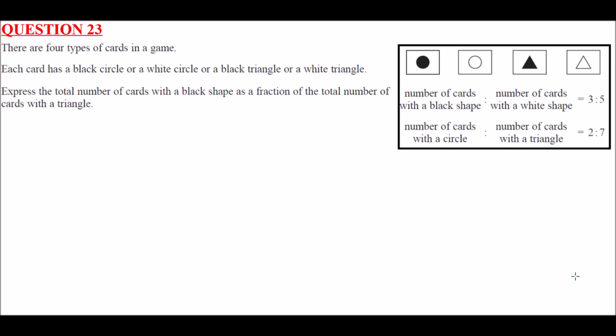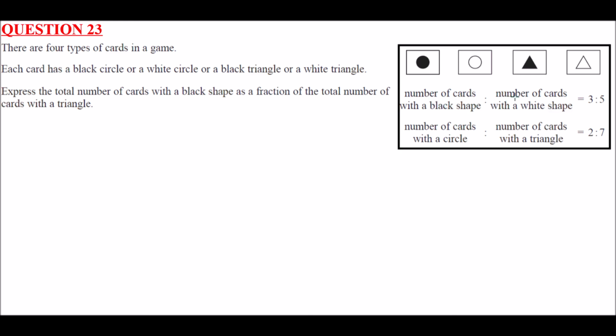Question 23. There are 4 types of cards in a game. Each card has either a black circle, a white circle, a black triangle, or a white triangle. What we have to do is express the total number of cards with a black shape as a fraction of the total number of cards with a triangle. And we have some ratios here for extra information. So let's take these step by step. Let's just think about this first ratio.